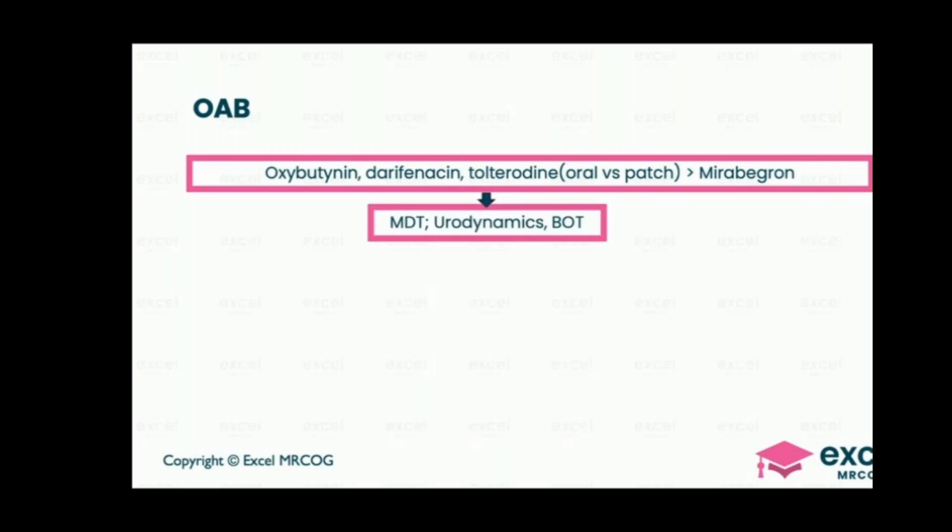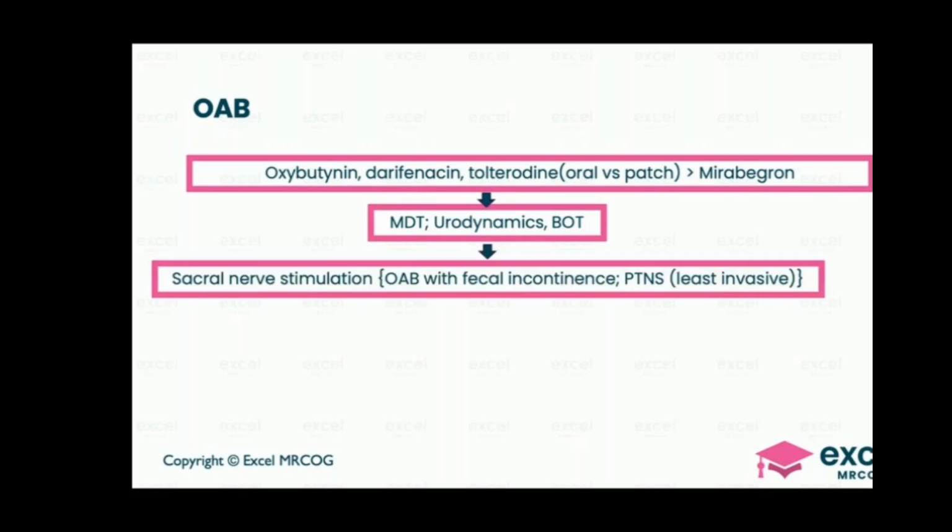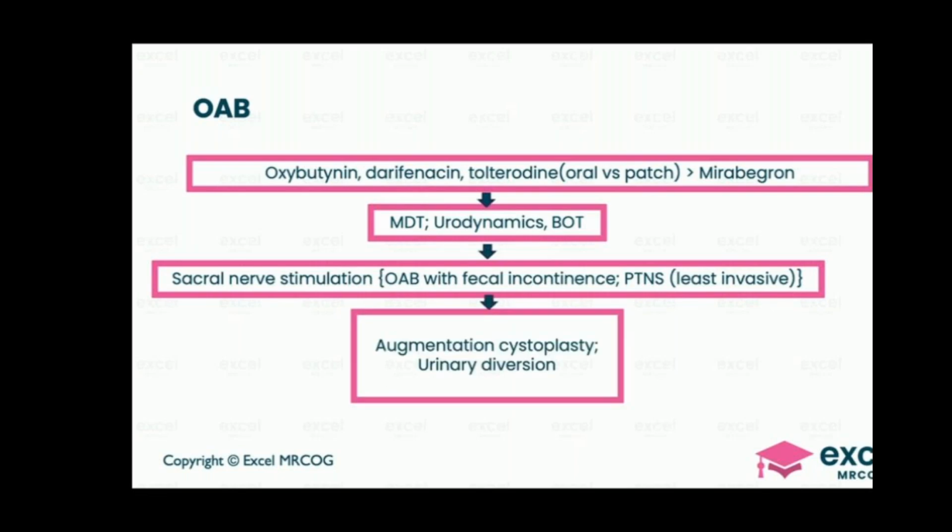Okay. Then, if that doesn't work, next step is not directly botulinum toxin. You have to give referral to a local MDT. If there are complex pelvic floor problems, then regional, but otherwise local MDT. Urodynamics has to be done, as I told you, before any invasive procedure for detrusor overactivity. Next step is sacral nerve stimulation. Okay. And augmentation cystoplasty and your urinary diversion.